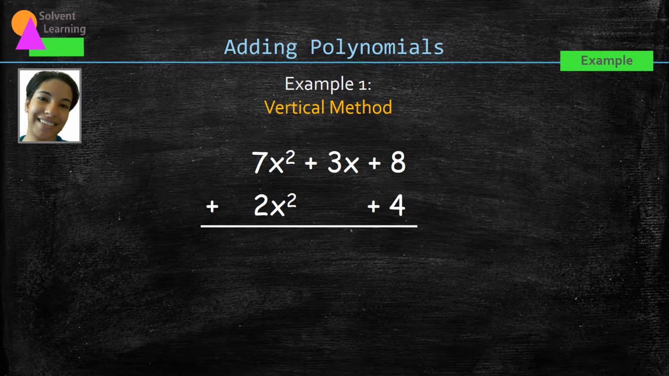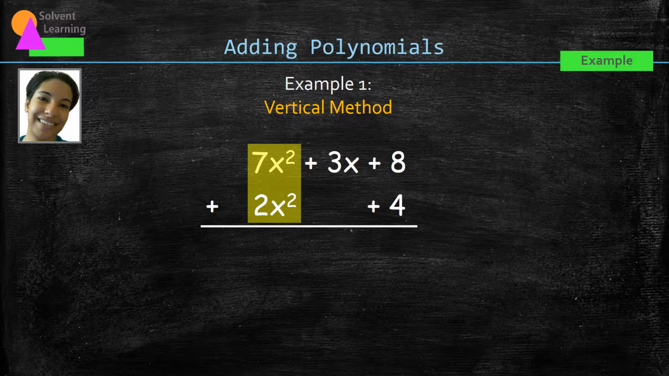Now we're going to see how we can add the same two polynomials together, but using the vertical method. With the vertical method, we line the two polynomials up, one on top of the other, and we make sure that the like terms are together.